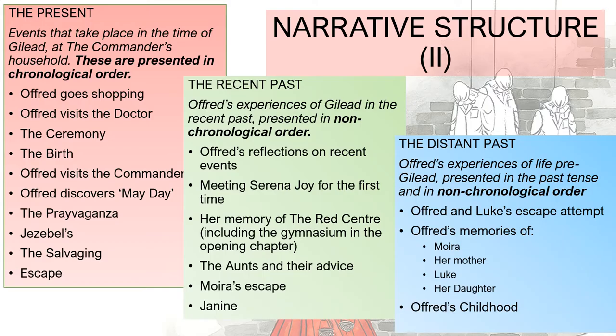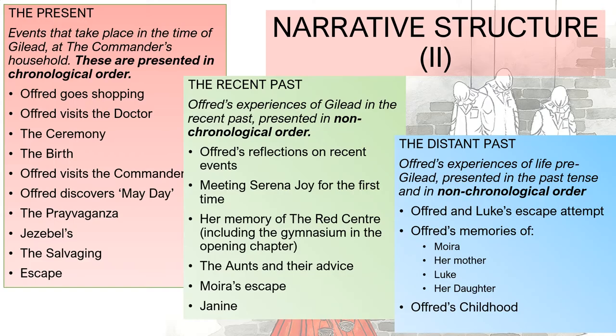But other events, as we go into the recent and the distant past, are not presented in chronological order. So sometimes this is framed as Offred's reflections on things that have happened in the very near present. For example, her description of meeting Serena Joy for the first time is described actually in the past tense, although it's an event that must have happened just before the main chronology of the narrative happens.